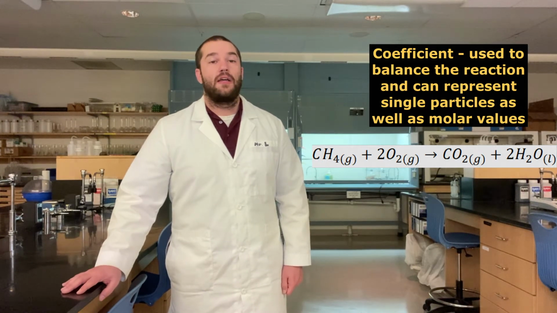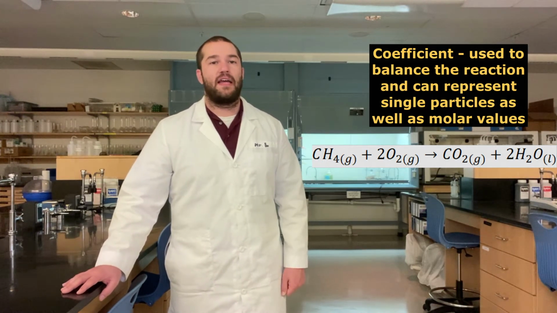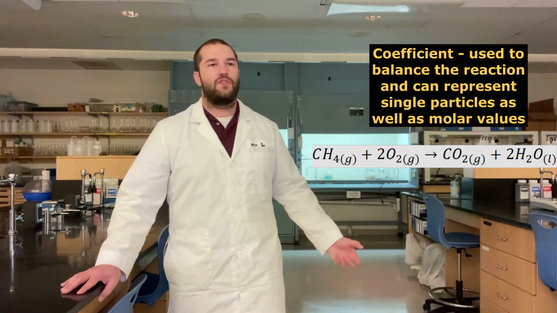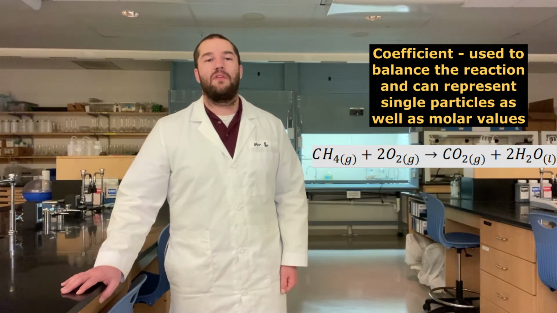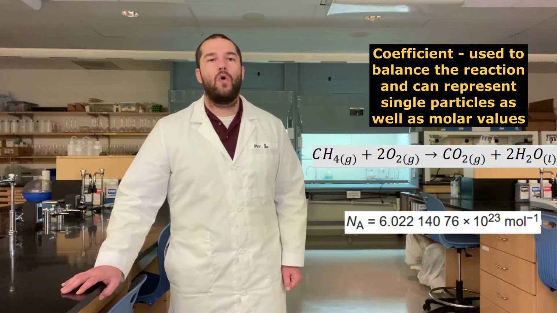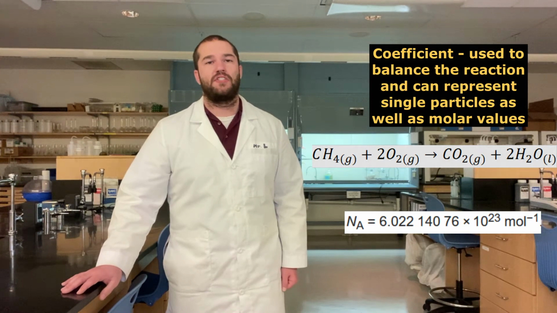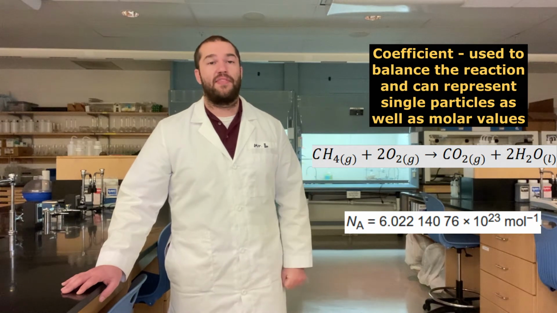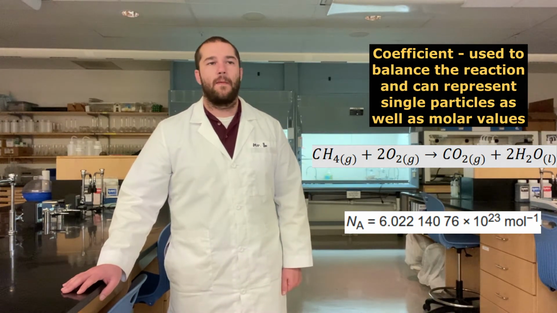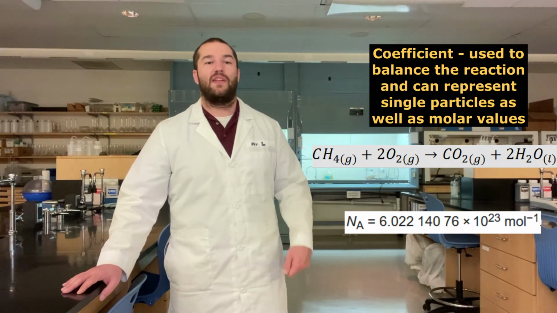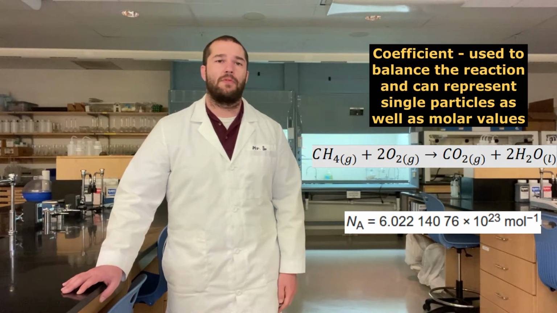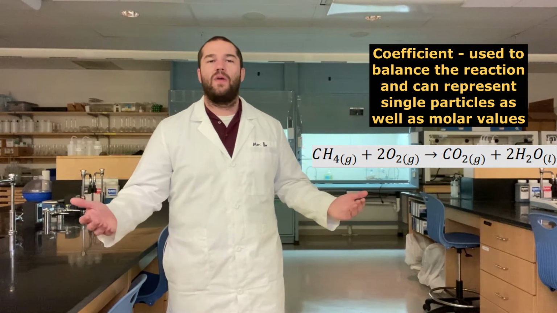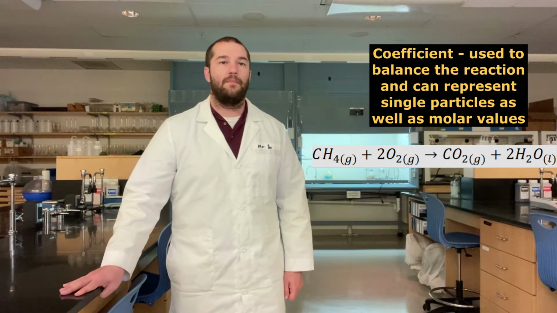The coefficients can represent 2 different things. It can represent a single particle example, so we'd have 1 particle of methane reacting with 2 particles of oxygen, or we can relate them to molar values. And a mole is Avogadro's number of particles, which is 6.02 times 10 to the 23rd. So if we had 1 mole of methane, we'd have an Avogadro's number of particles. And if we had 2 moles of oxygen gas, we'd have 2 of those. So we'd multiply Avogadro's number by 2. So those coefficients represent 2 different values, but we can simplistically just write this as a chemical equation.